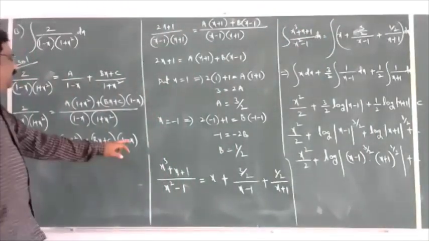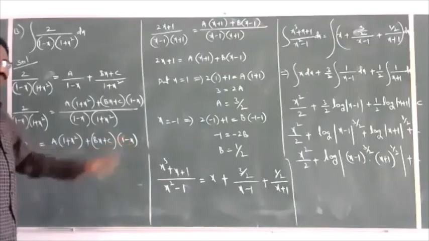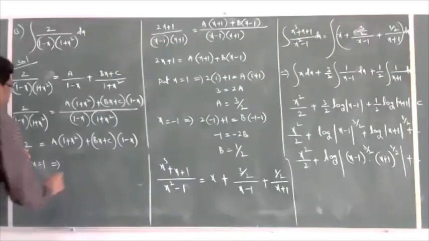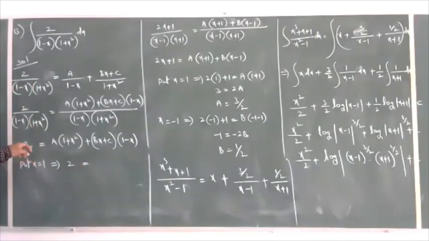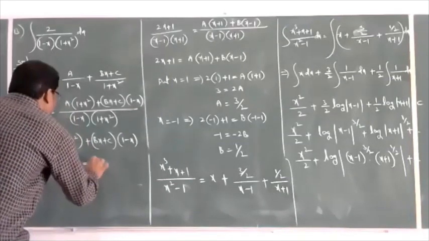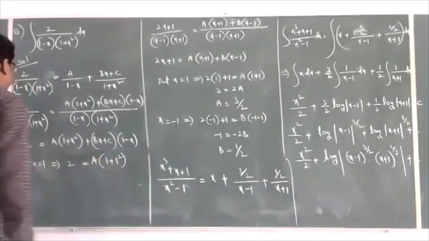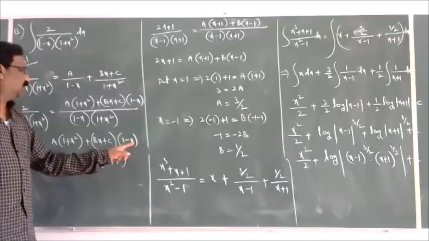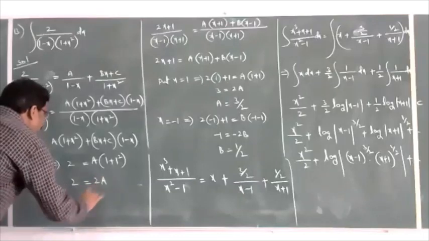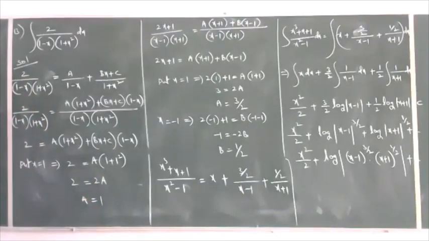Put x is equal to 1 here. You get this term as 0. Put x is equal to 1, that implies 2 is equal to, here there is no x, so you take the constant term directly. 2 is equal to A into (1 plus 1 square). This term goes to 0, as x is equal to 1. That is 2 is equal to 2A, that is A is equal to 1.